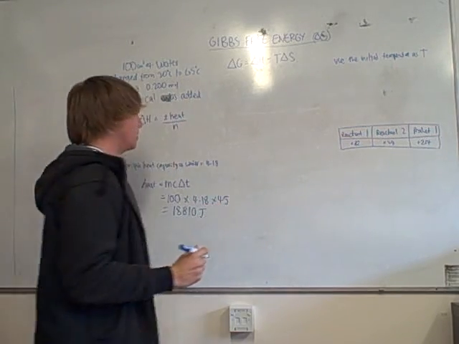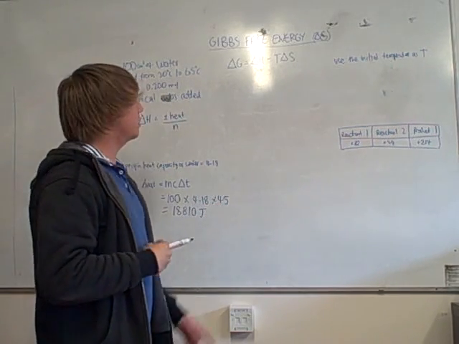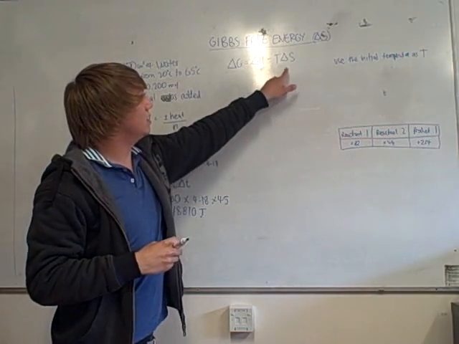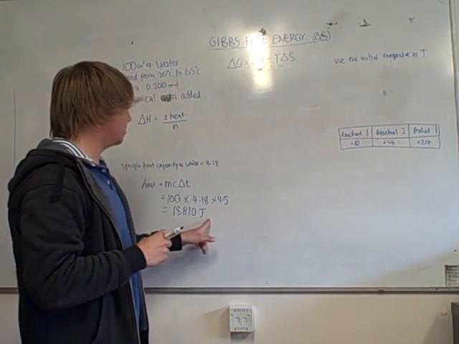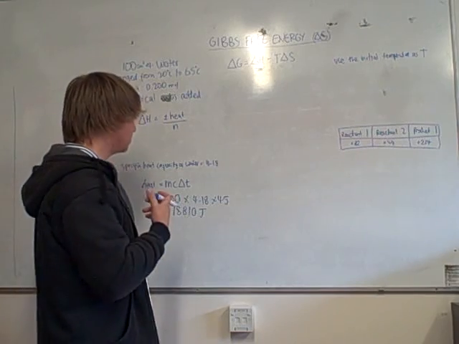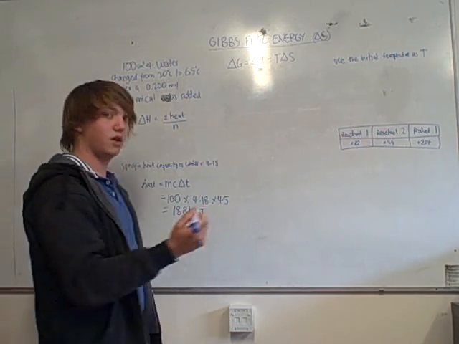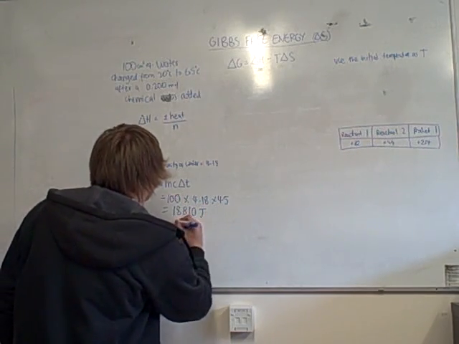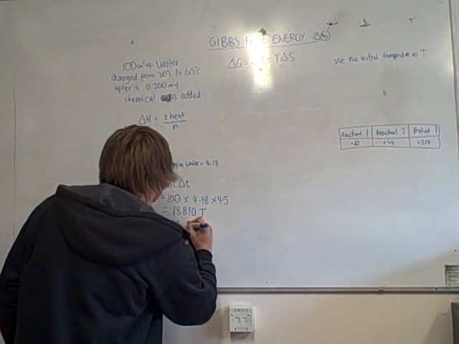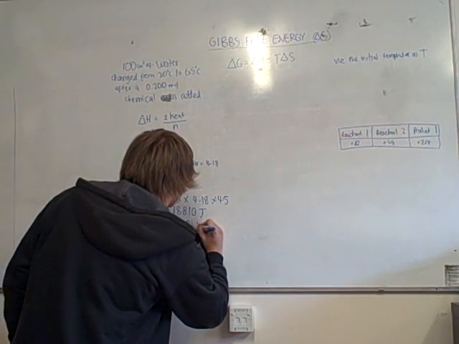joules. For this equation, both of these need to be in the same units, so we change it into kilojoules. To do that, you divide by 1,000, so that will equal 18.81 kilojoules.